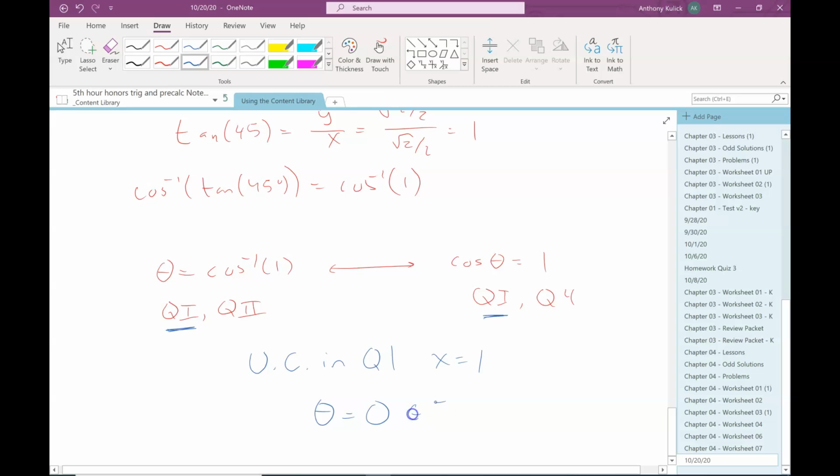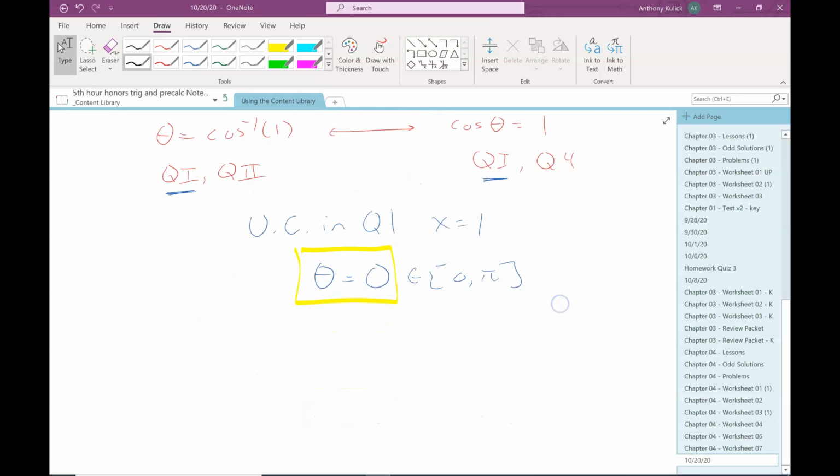And I notice that this is in my range for cosine inverse, so I don't have to do anything to that. It's my final answer. Is that okay? All right, good.